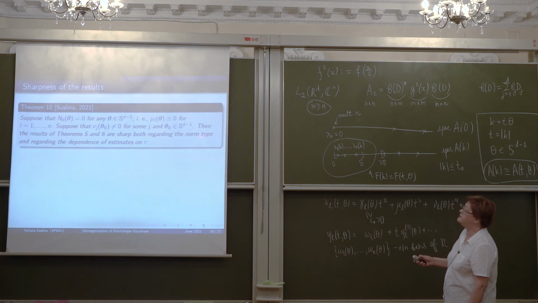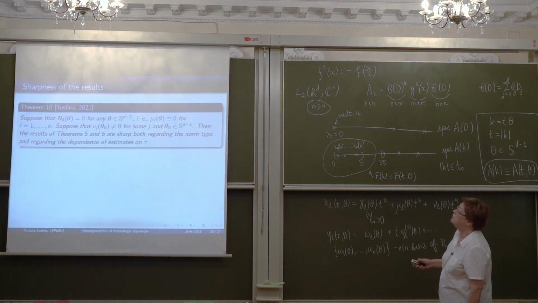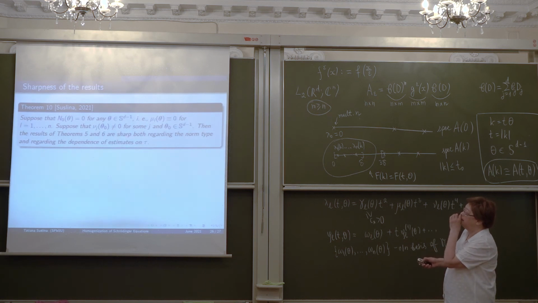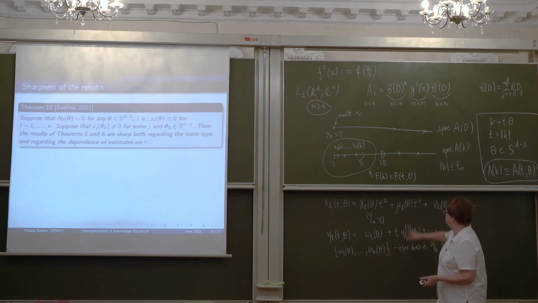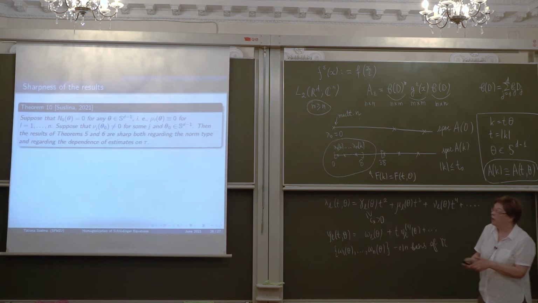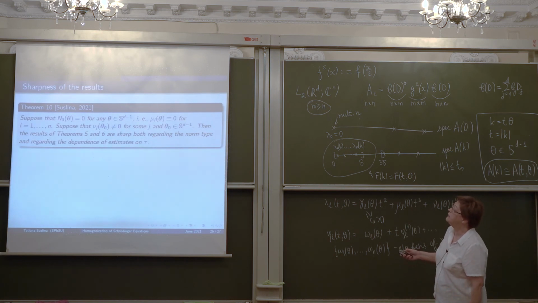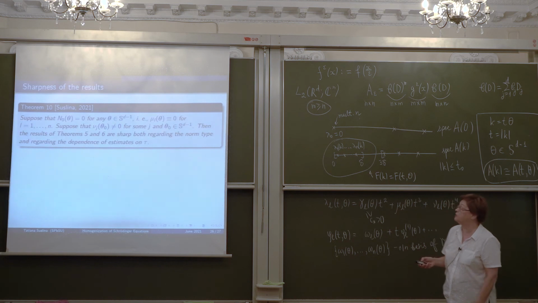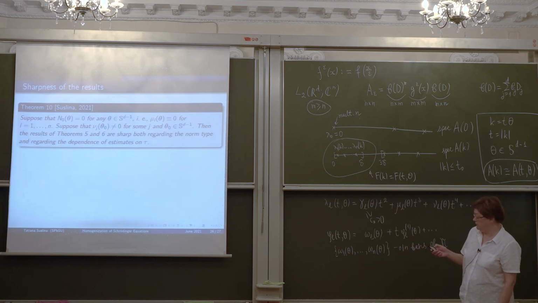And we have the same for the improved theorems 5 and 6. Under the same condition that all mu L's are 0, but some mu L is not 0, the results of theorems 5 and 6 are sharp in both senses, regarding the norm type and regarding the dependence on tau.